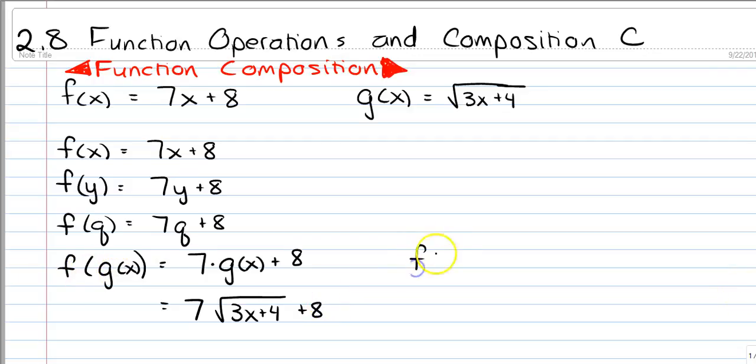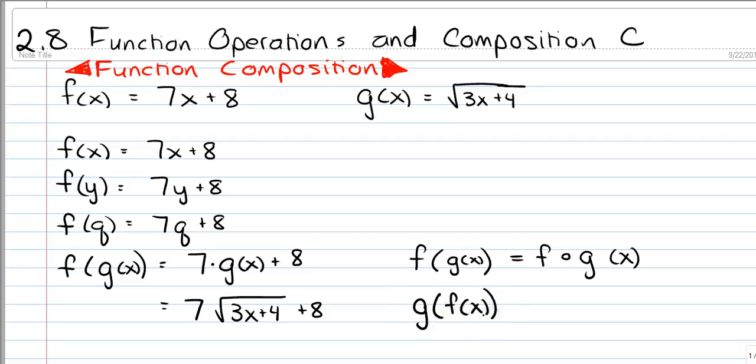Instead of saying f of g of x, we just say f dot g of x. Now, that little circle does not mean multiply. That means function composition. We could say g of f of x, and that's something very different. That's g dot f of x. What would that look like?